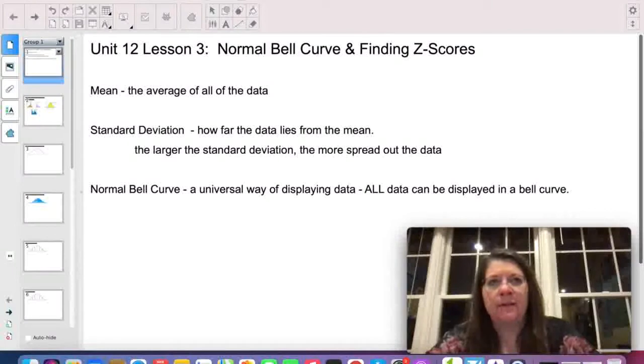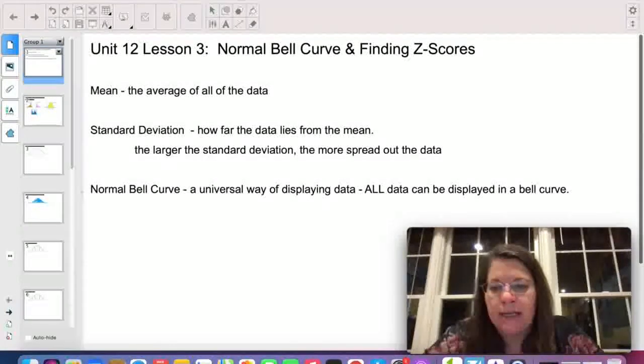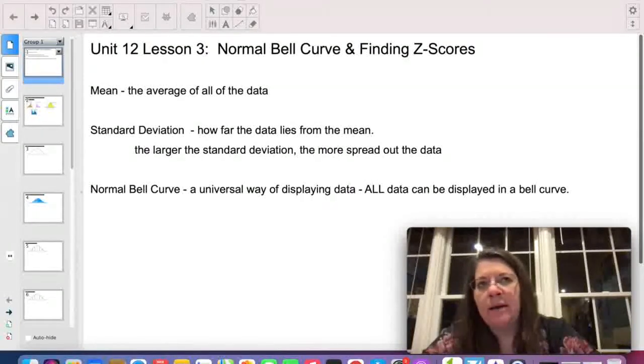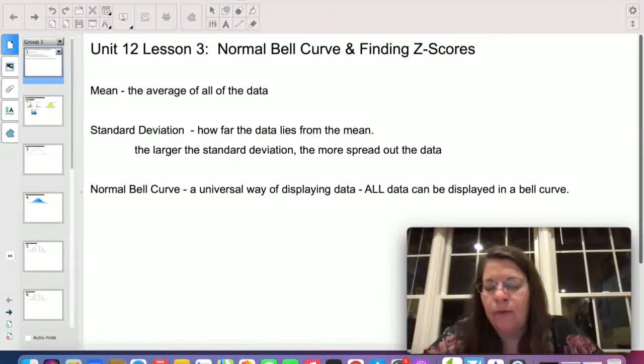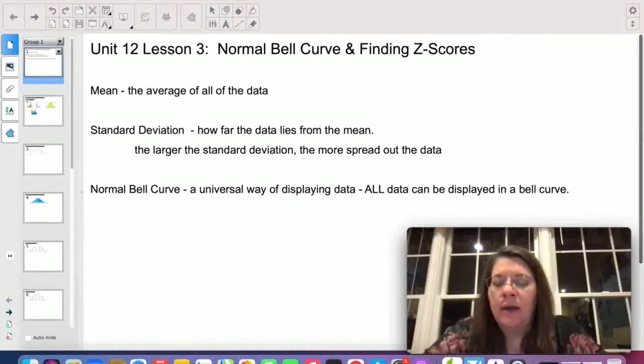So if somebody says a baby is in the 70th percentile for height, that means they're taller than 70% of other babies their same age. Or if they say they are in the 20th percentile for weight, that means 20% of the babies out there would weigh less than they do for their age.